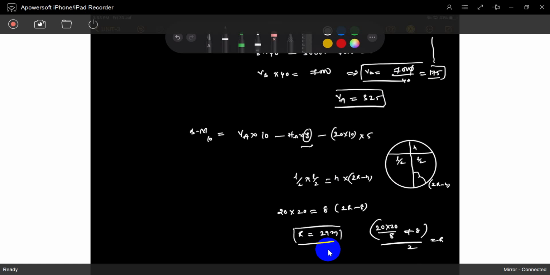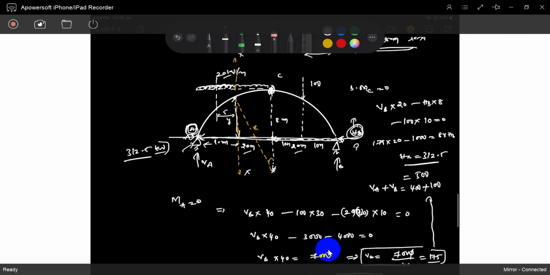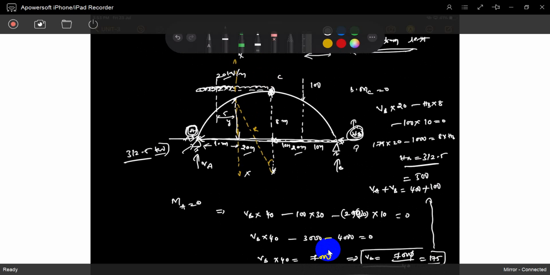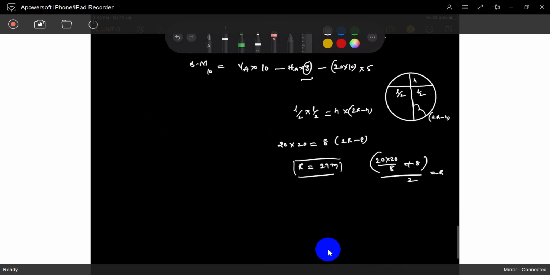R is 29 meters. Okay, R is 29 meters. That's it.